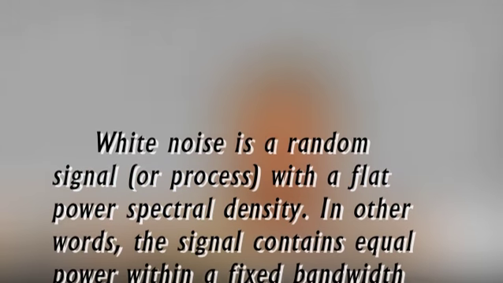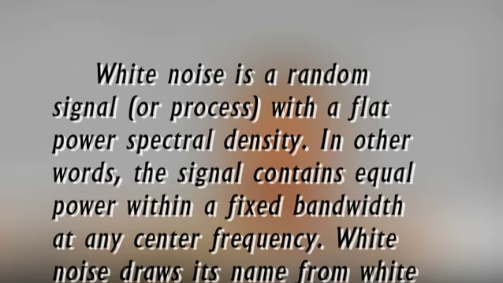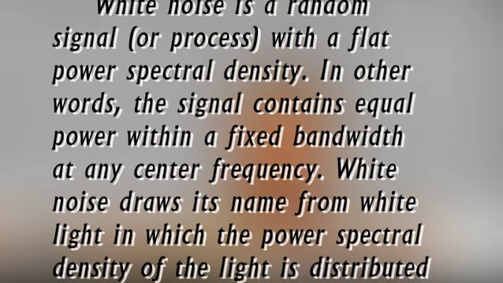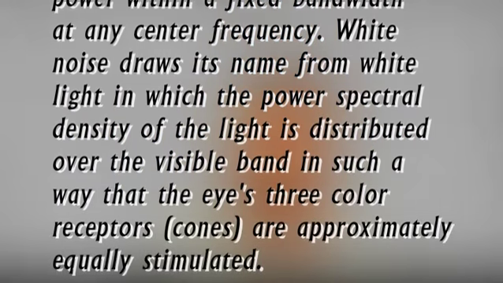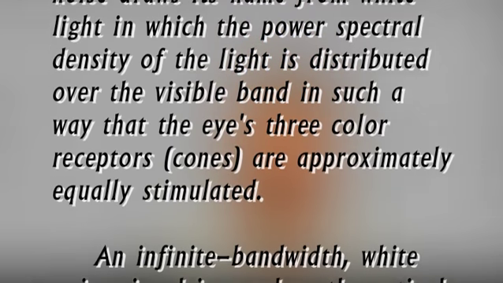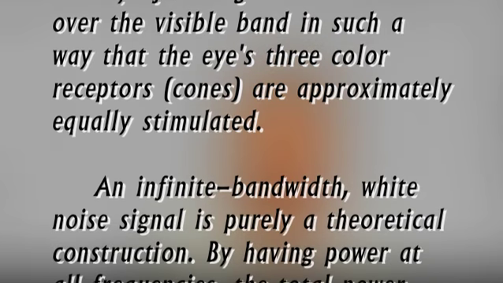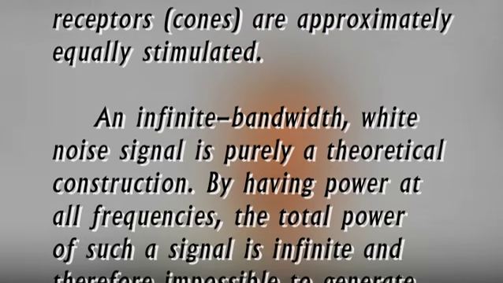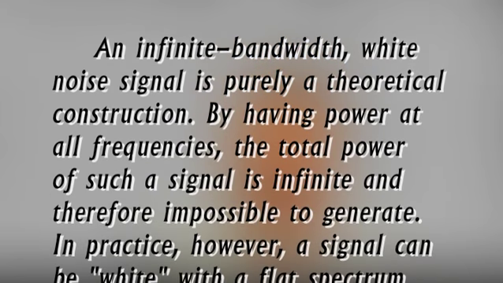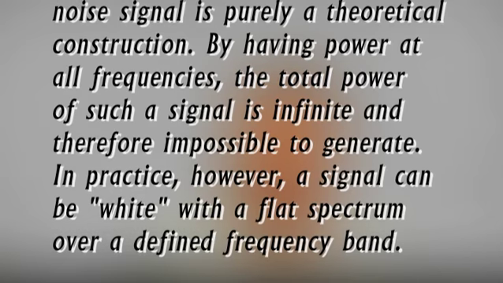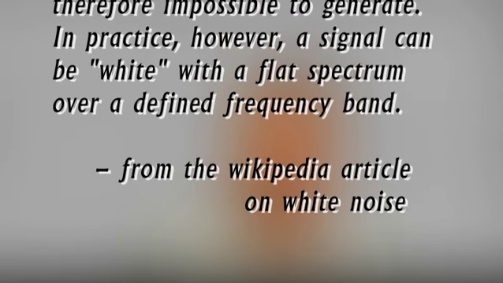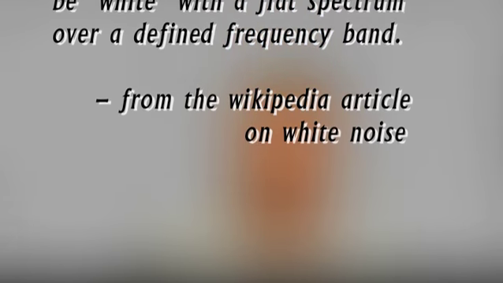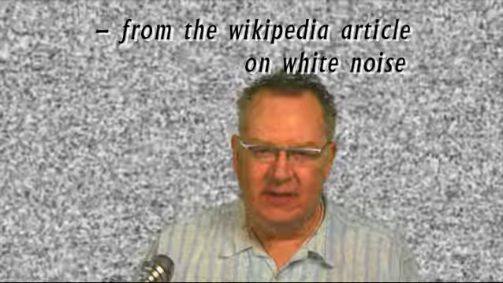It goes like this. White noise is a random signal or process with a flat power spectral density. In other words, the signal contains equal power within a fixed bandwidth at any center frequency. White noise draws its name from white light, in which the power spectral density of the light is distributed over the visible band in such a way that the eye's three color receptors, cones, are approximately equally stimulated. An infinite bandwidth white noise signal is purely a theoretical construction. By having power at all frequencies, the total power of such a signal is infinite, and therefore impossible to generate. In practice, however, a signal can be white with a flat spectrum over a defined frequency band. So that's from Wikipedia, the article on white noise.